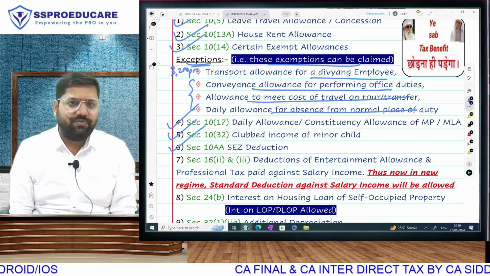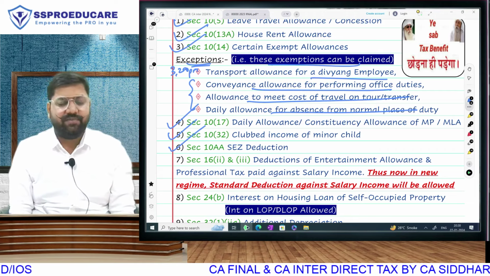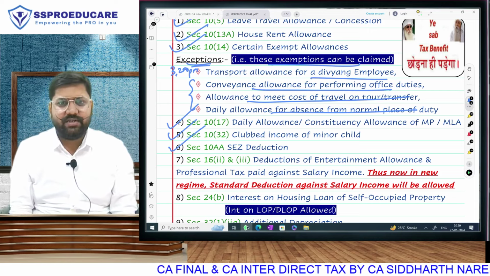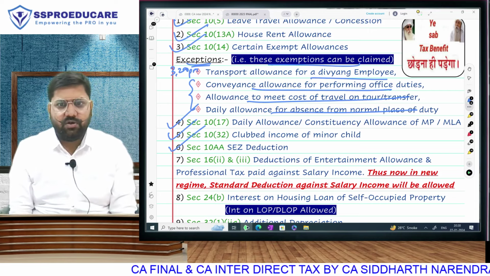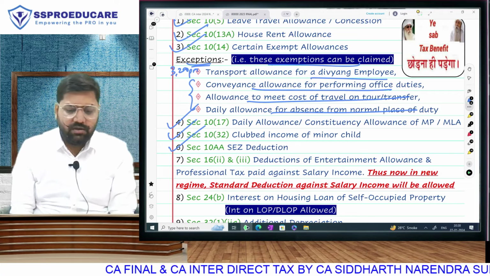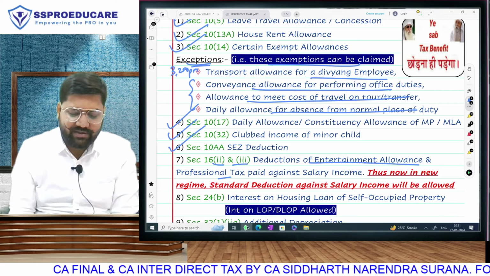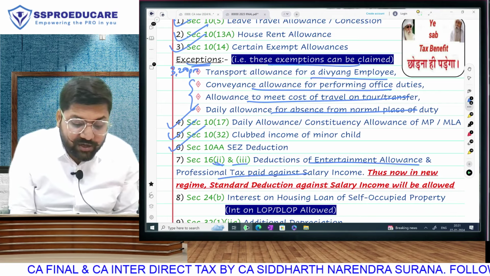SEZ deduction, first qualifying amount, then first 5 years 100%, next 5 years 50%, last 5 years 50%, subject to amount transfer to SEZ reinvestment reserve. Allowed in old regime, not allowed in new regime. Next, now focus. Deduction under 16.2 and 16.3 are deductions for entertainment allowance and professional tax paid. These two will not be allowed.